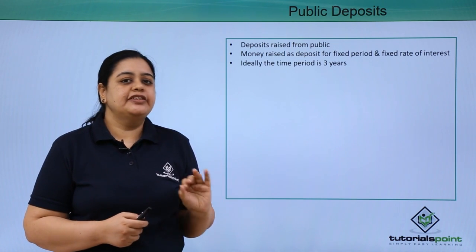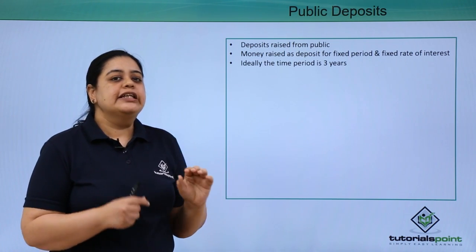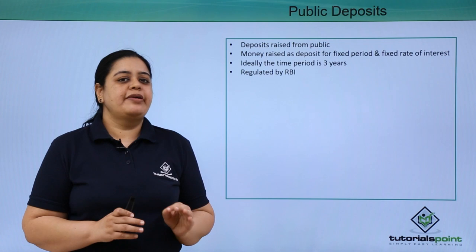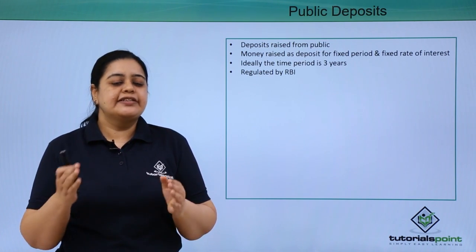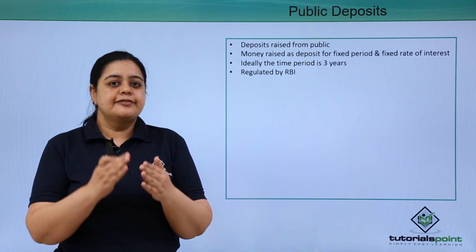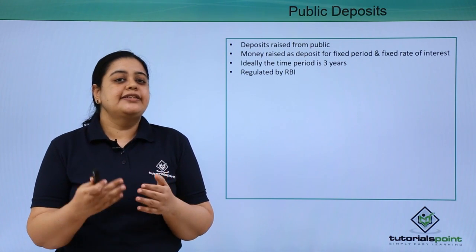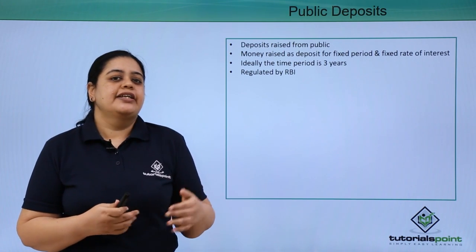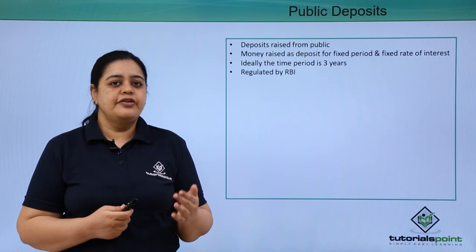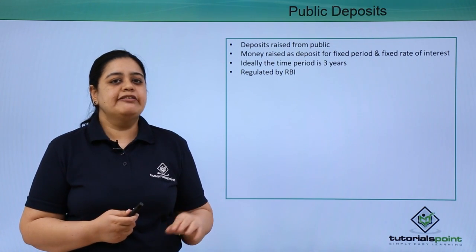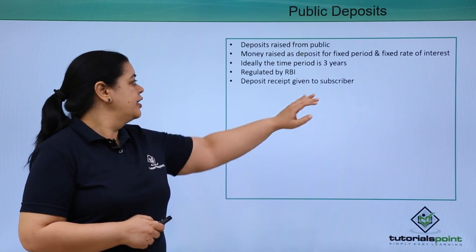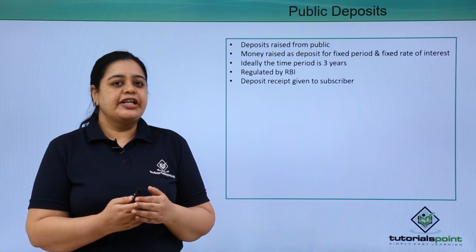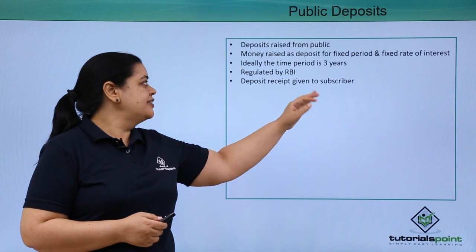Generally, as I said, this is a short term method of financing. So here the term period is for 3 years. Now these public deposits are regulated by RBI so as to ensure that the public is not cheated by the companies. There are chances that companies would run away taking your deposits. So if the public invests in these fixed deposits, the chances are that the company runs away with your money, and hence these public deposits are monitored and regulated by RBI. Now the deposit receipt is given to the subscriber. What is the proof that I have given the money to the company? They would give me a receipt which is known as the deposit receipt.